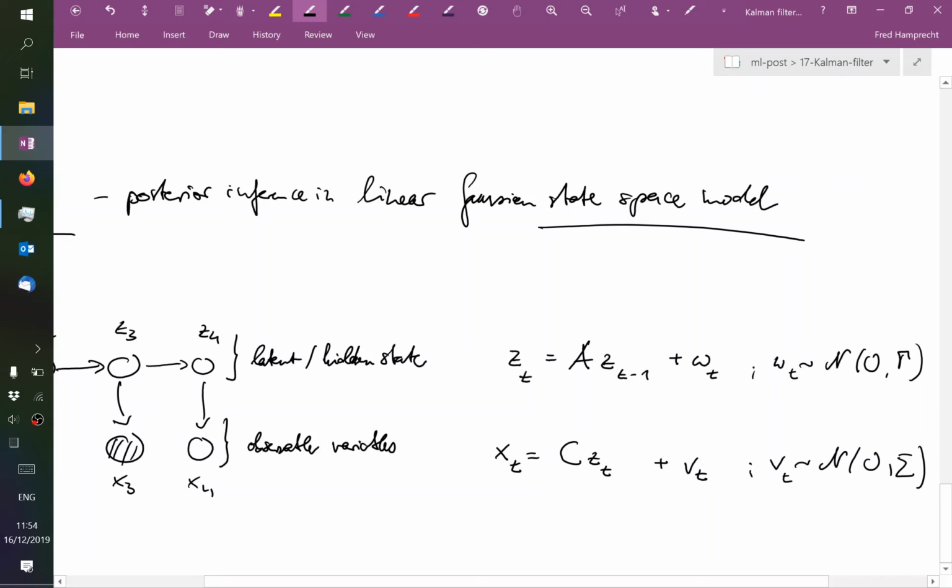Now, in principle, we could use a different noise at each time instant. So in principle, I could add subscripts t here, but I'm not doing it, to simplify notation. I'm assuming that this noise is identically distributed over time. We also need a starting condition. So Z1 is mu0 plus some noise u, where u also follows the normal distribution.